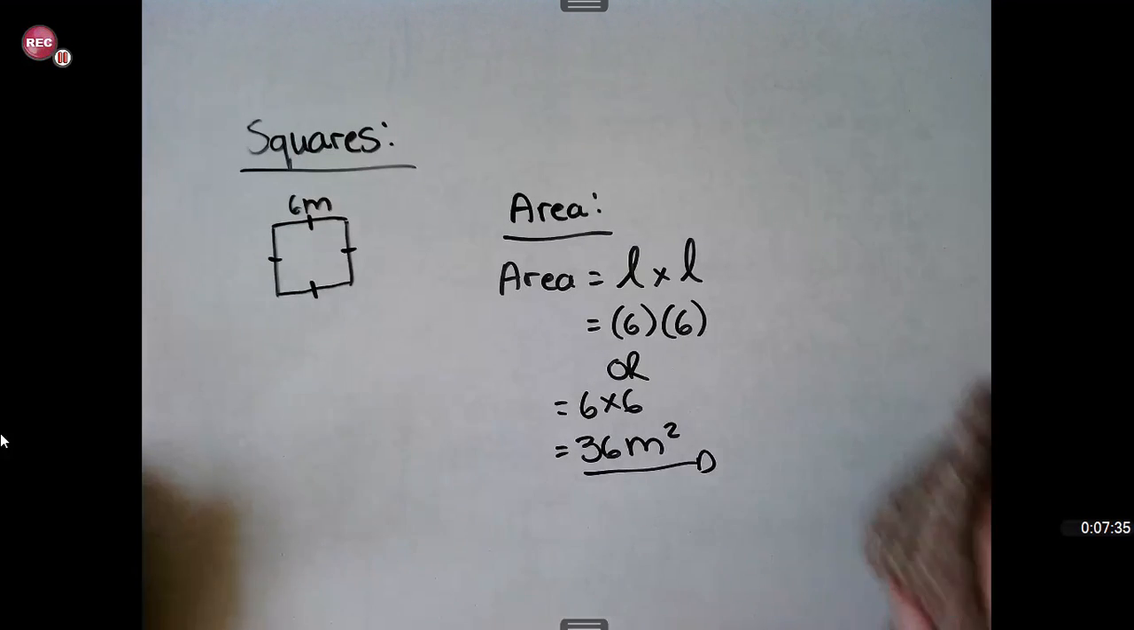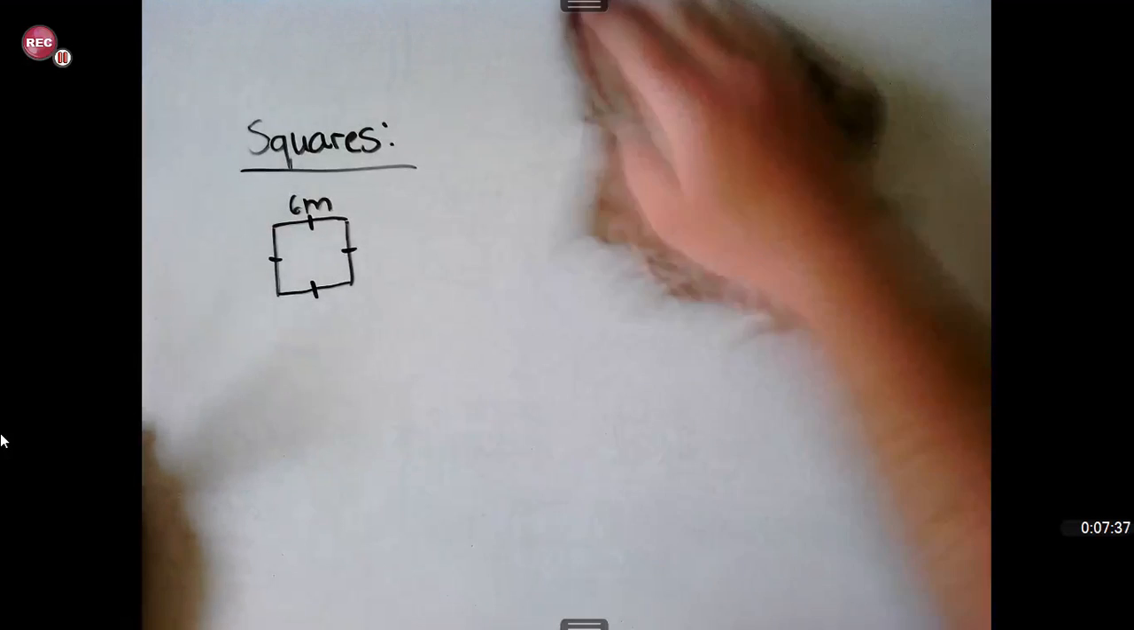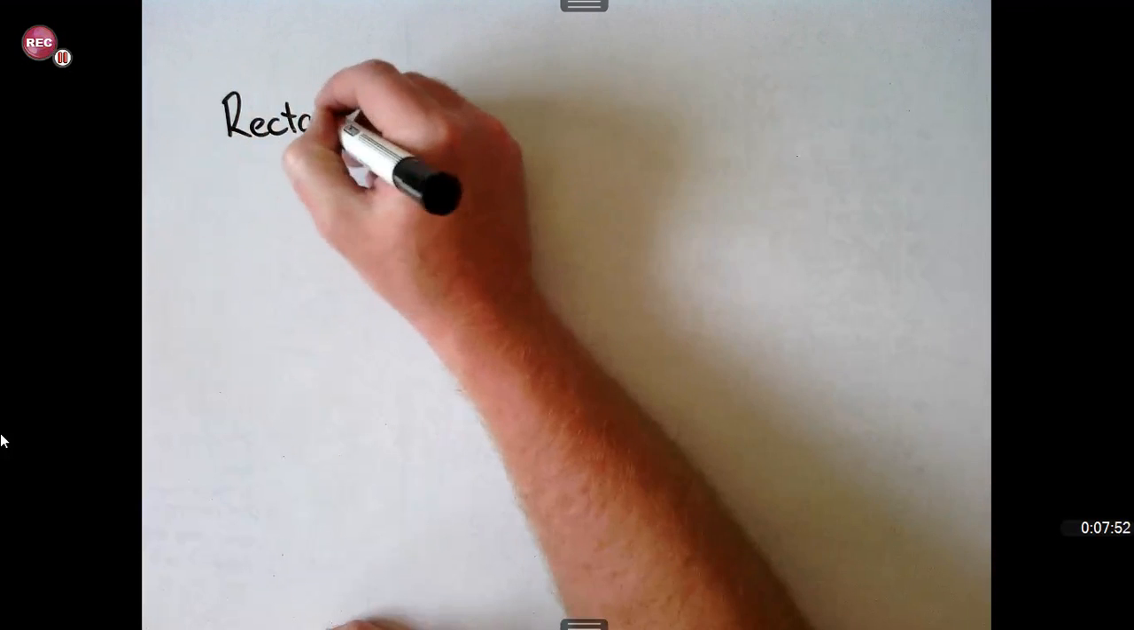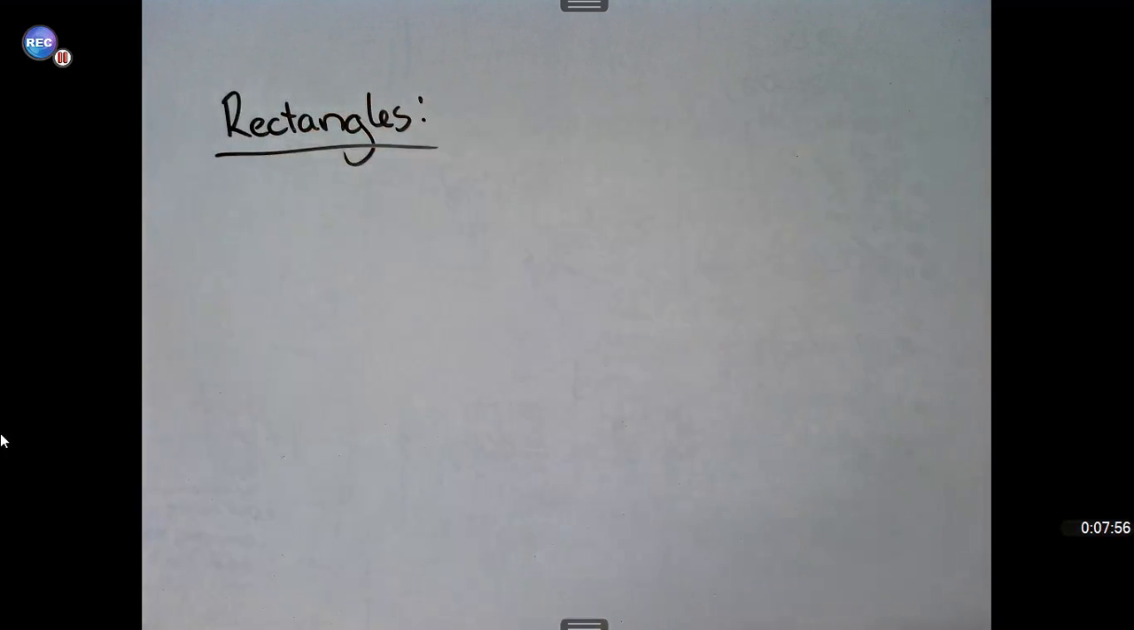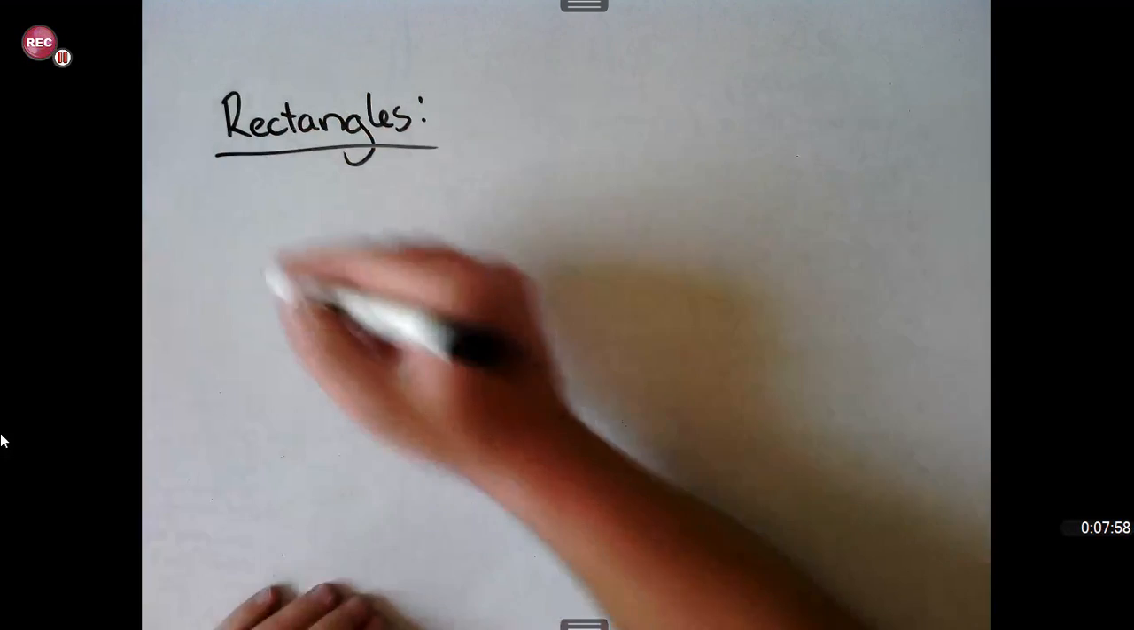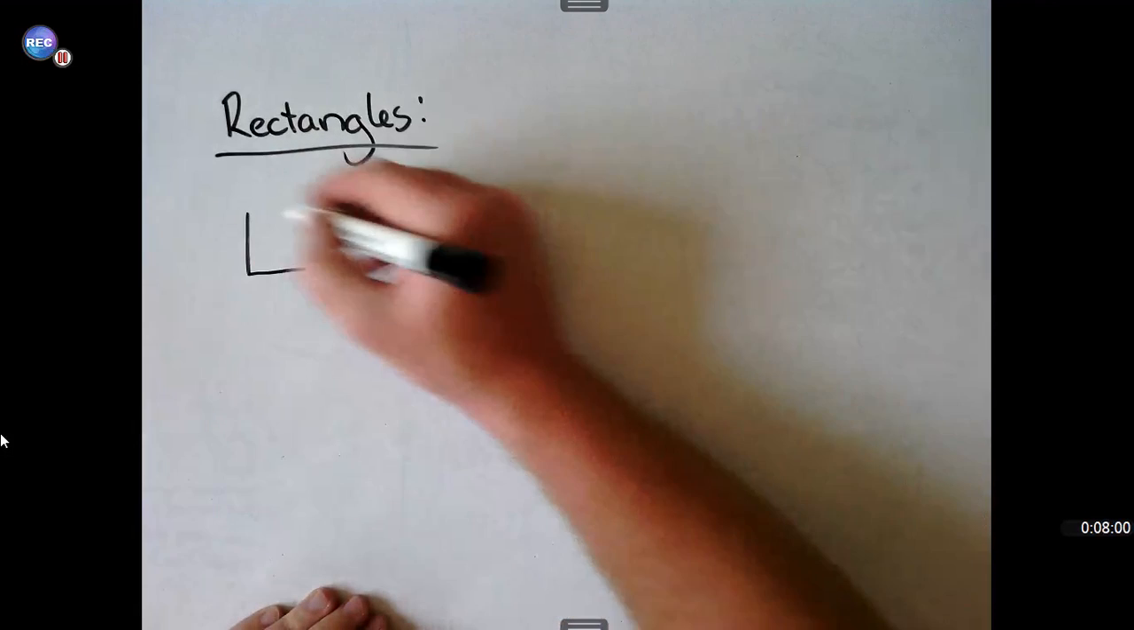Let's quickly move on to rectangles. Remember that this is just a basic video to teach you all the formulas, as well as the procedures to follow to calculate both the perimeter as well as the area of the shapes. So rectangle. Again, with rectangles, you need to know the properties of your shapes. Okay? So here's a rectangle.